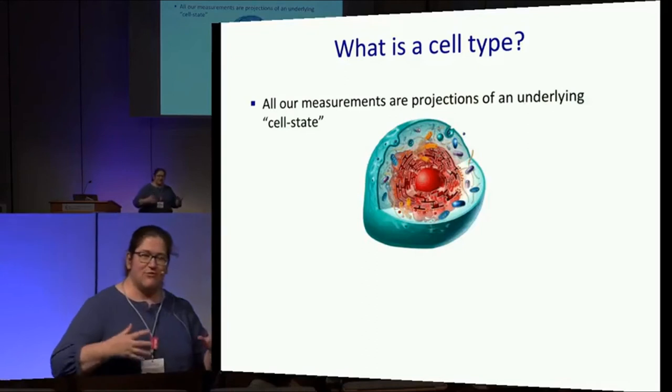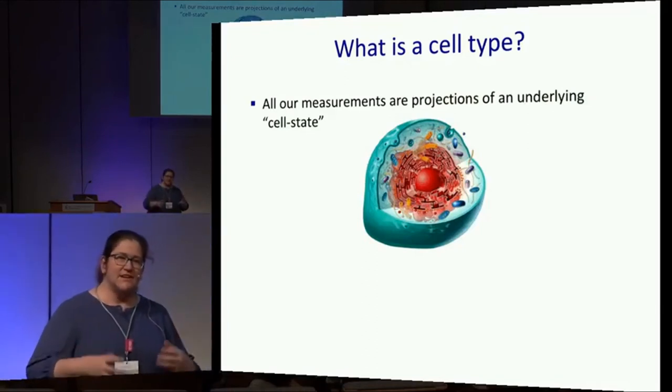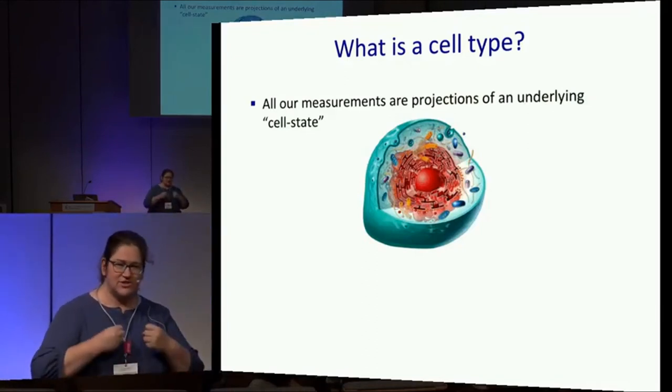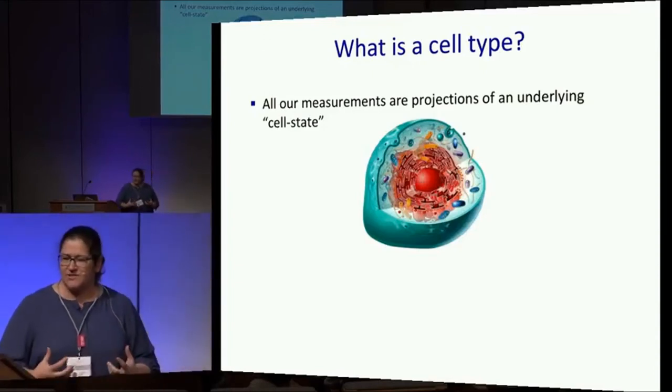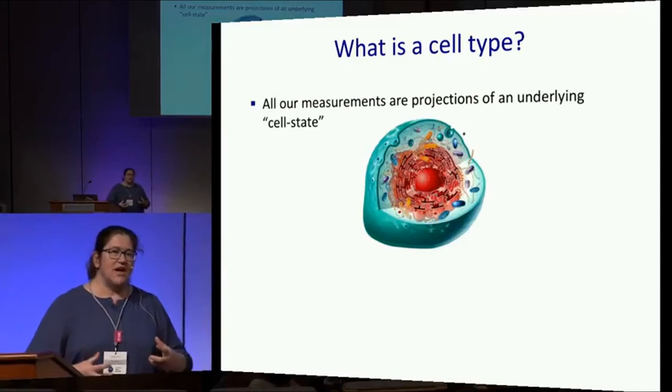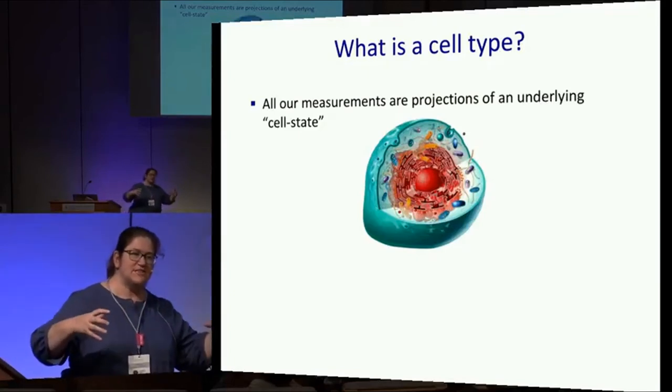So again, I'm going to try and dig deeper on some of my random thoughts, and these are not clear finalized thoughts, this is just thoughts for you, and I'm hoping some of these things will crystallize in a meeting. When I'm asking what is a cell type, we have all these measurements, but underneath these measurements, I do think that there's an abstract, real cell state that we're trying to get at.